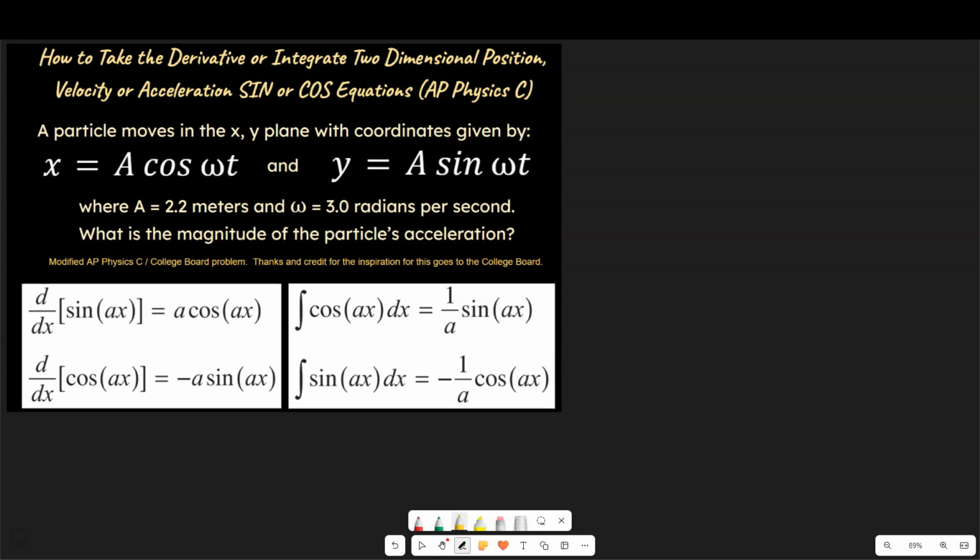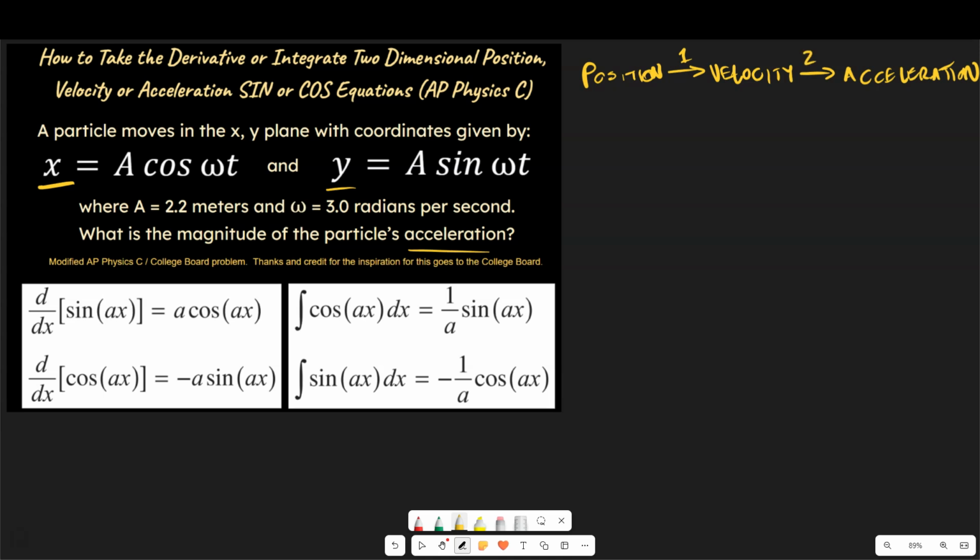Now I want to start with, what do we have? Do we have position, velocity, or acceleration? What do you think? Well, we've got position, because we have these x and y values. And what are we looking for? Well, we're looking for acceleration. So we want to go from position to velocity, and velocity to acceleration.